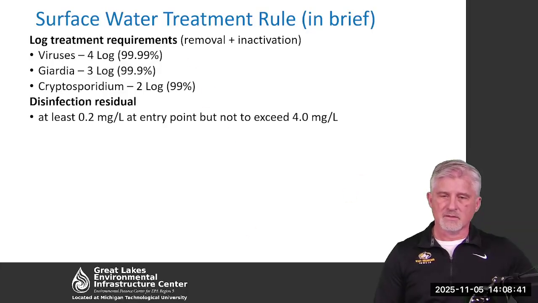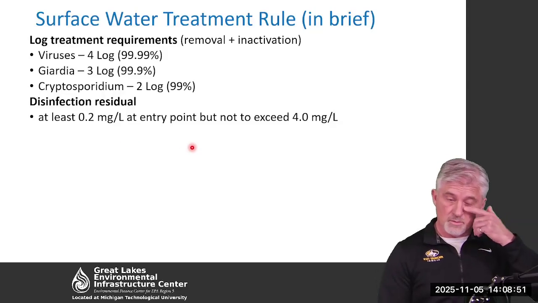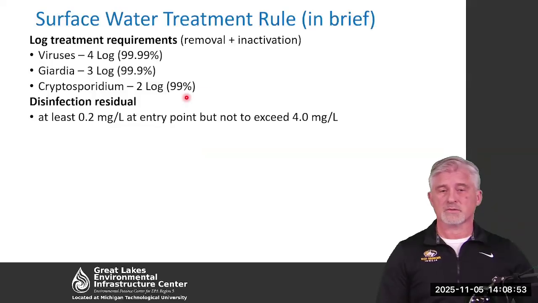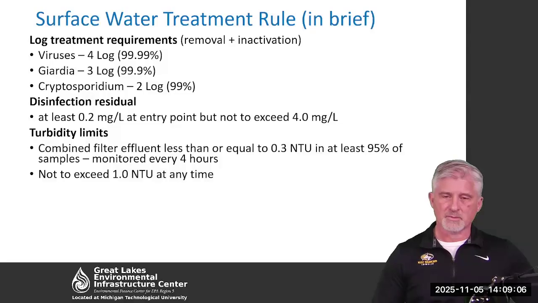In addition to that, we've got a residual requirement that we need to have 0.2 parts per million at the entry point to the distribution system, but we can't have over 4 parts. So it's important that we maintain within that. I would think that most systems would want to have considerably more than 0.2, but those are the minimum and the maximum.